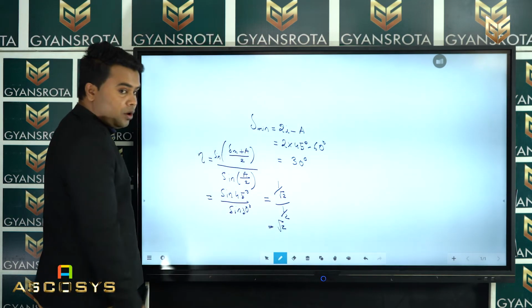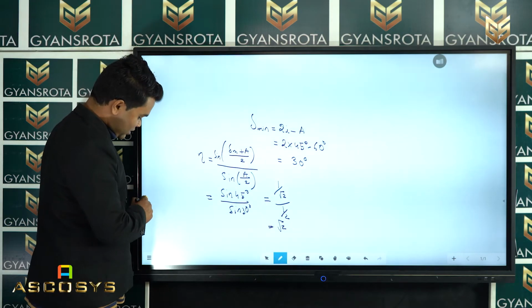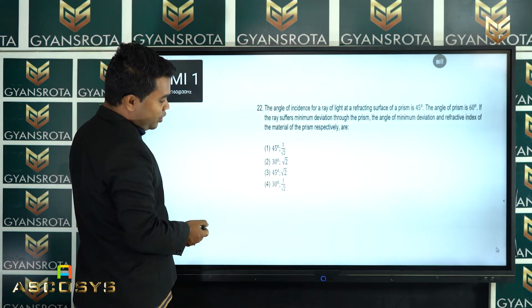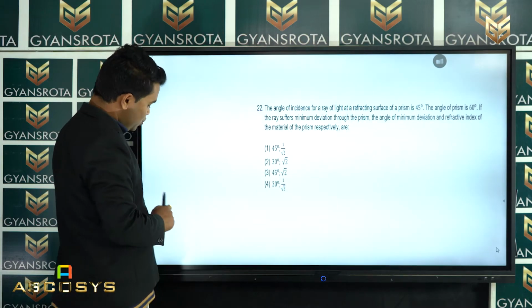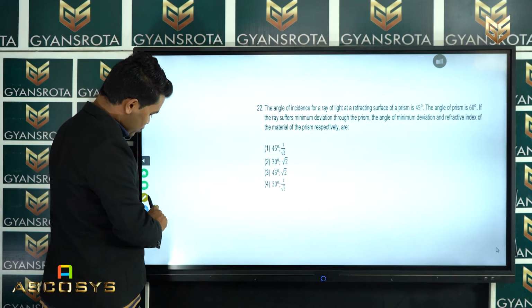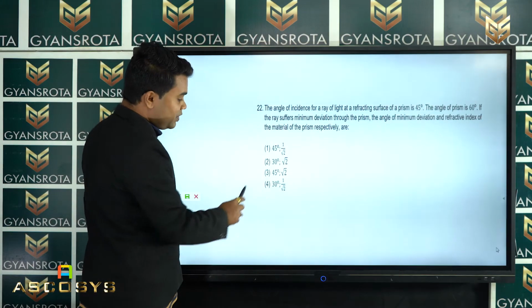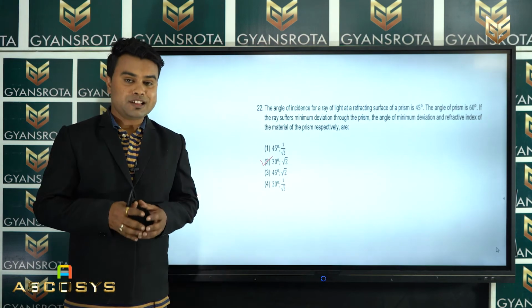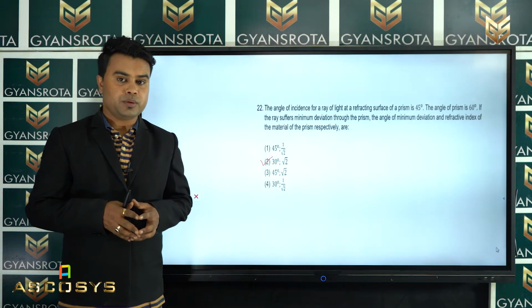Now, let us see in the options which one is the correct answer. If you look at the question, the right answer is option number 2, 30 degree and root 2. 30 degree is our minimum angle of deviation and root 2 is the refractive index. So, let us move to the next question, that is question number 23.